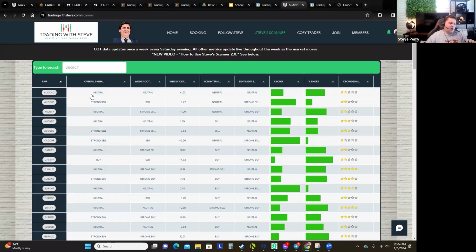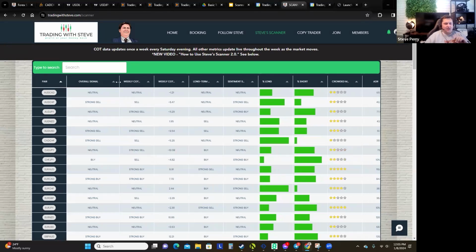So for example, on this Aussie CAD, it's a neutral signal. This Aussie franc, it's a strong sell right now. This Aussie yen neutral, Aussie Kiwi neutral, right? And so on. So overall is the most important place as far as taking a trade for the week.